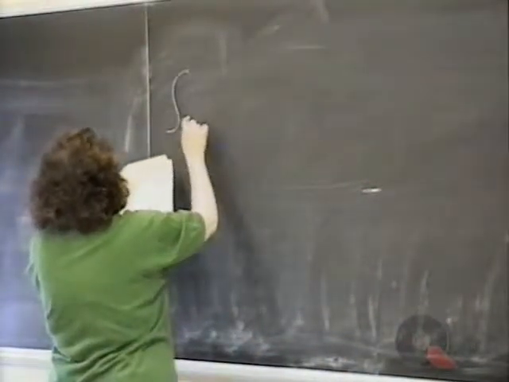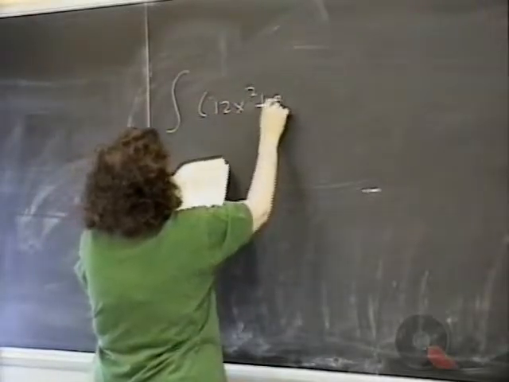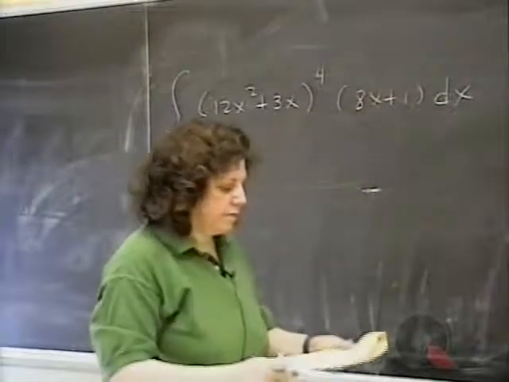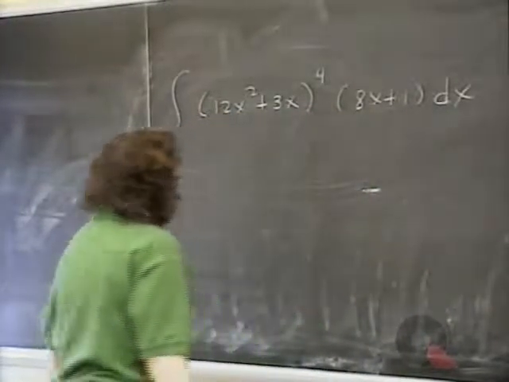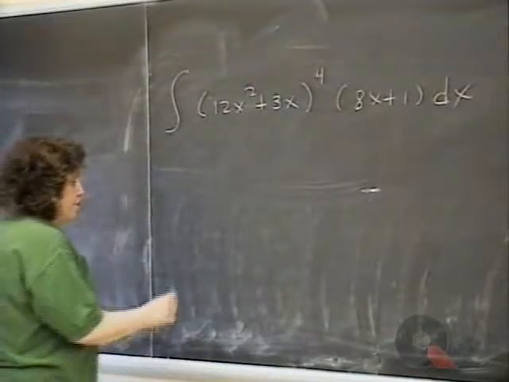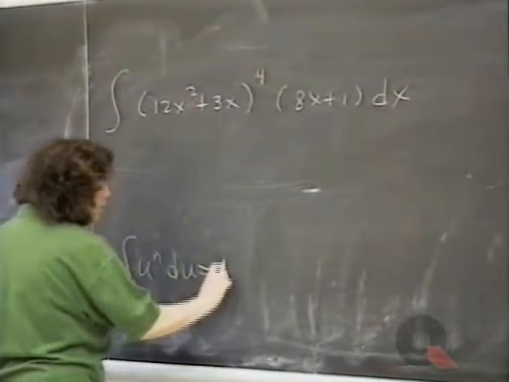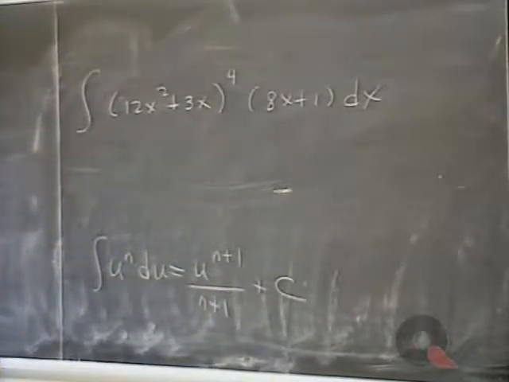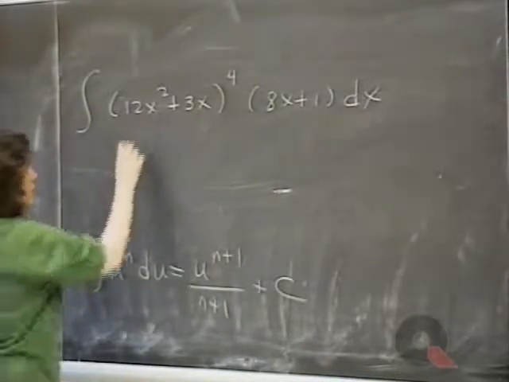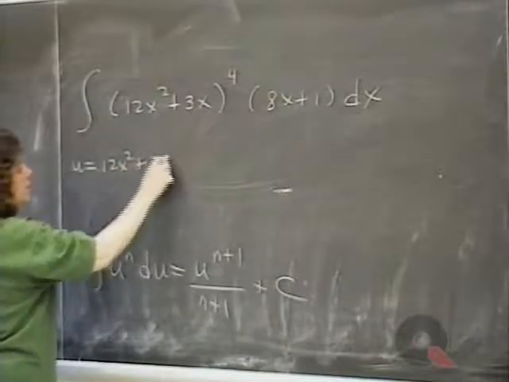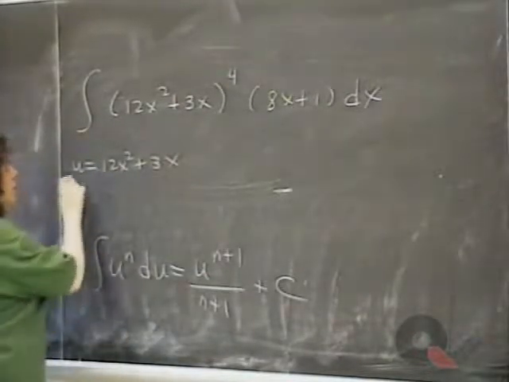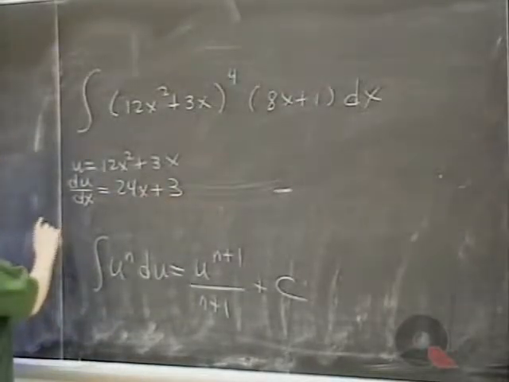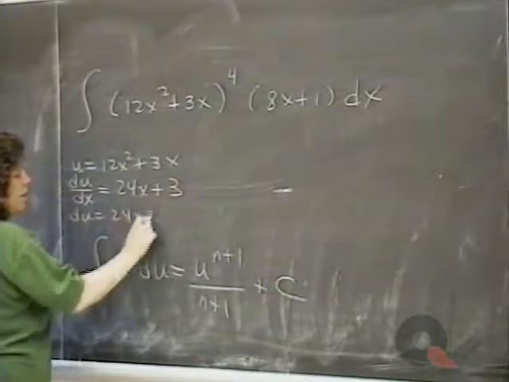Okay, for our last example, let's try this. Antiderivative of 12x squared plus 3x to the 4th power times 8x plus 1 dx. Now, the formula that we're going to try to match to is, of course, antiderivative of u to the n du is u to the n plus 1 over n plus 1 plus c if n is not minus 1. Now, to match this, u should be 12x squared plus 3x, and n would be 4. Du dx, derivative of u with respect to x, would be 24x plus 3. And cross-multiplying, du would be 24x plus 3 dx.